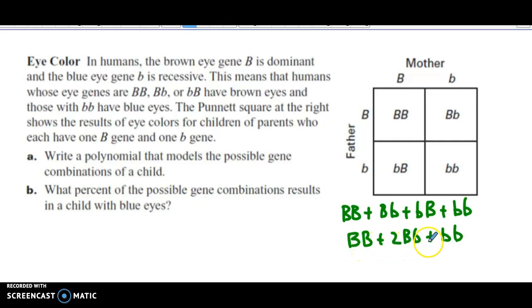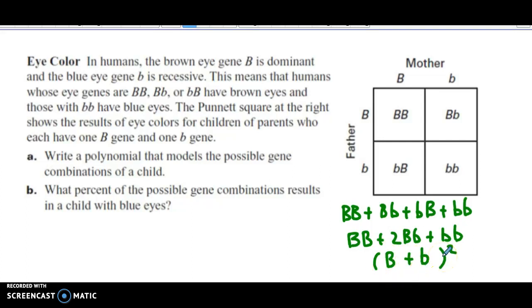And we recognize this trinomial as being the square of our first and double the product of our first and last plus the square of our last. So we could simplify this using our special products. We could simplify this to our binomial square. So I could do brown plus blue, that whole quantity squared.